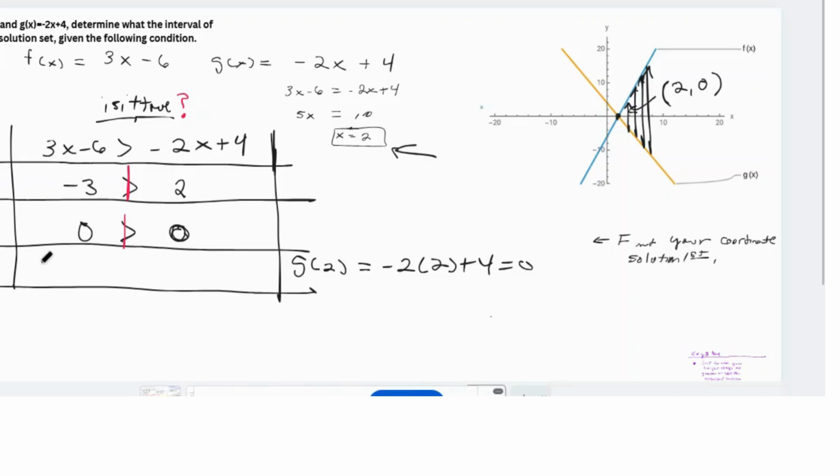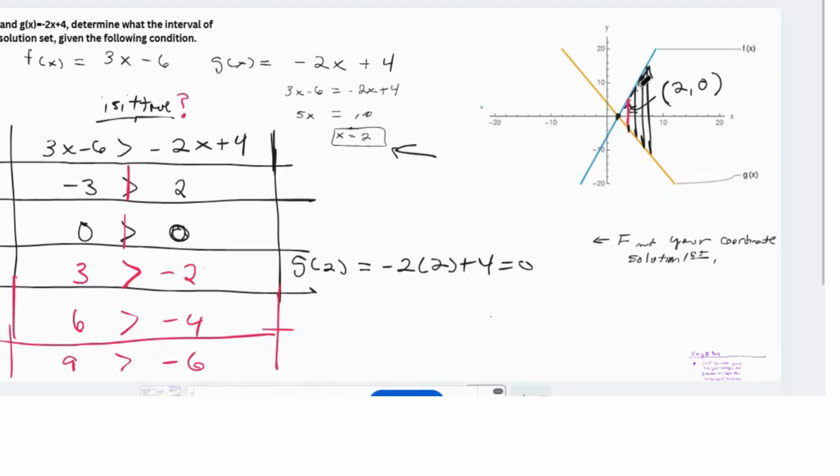Now let's try 3. If you plug 3 in, you have 9 minus 6, which is 3. And negative 2 times 3 is negative 6, and negative 6 plus 4 is negative 2. Very good. And is that true? Oh, yes. So then guess what? After 2, it became true. And if we were to continue putting these in, 4 would also be true, and 5: 15 minus 6, and negative 10 plus 4, that's also true.